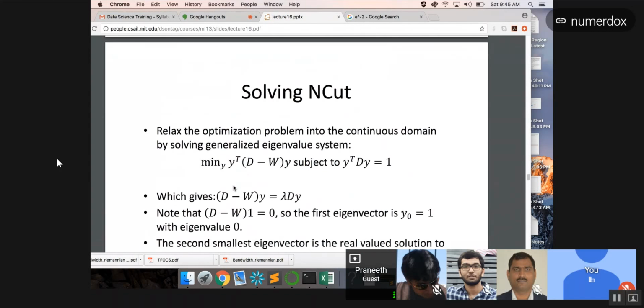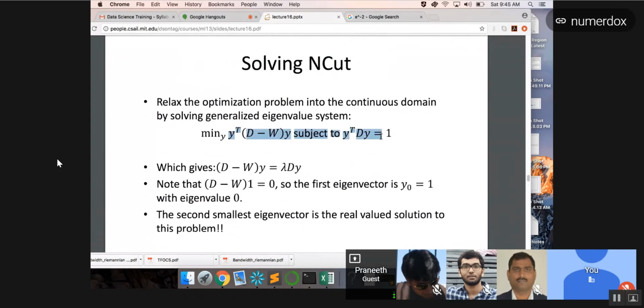That's what this is. So this is an eigenvalue problem, which means the solution you want is basically the eigenvectors of this matrix, the D minus W matrix. So if you want to compute spectral clustering, you first compute the W matrix, then compute the degree matrix based on those weights. Then compute the difference of those two matrices, solve this generalized eigenvalue problem, and find the eigenvector y. Your eigenvector y, the second smallest eigenvector, is the real solution to this problem.